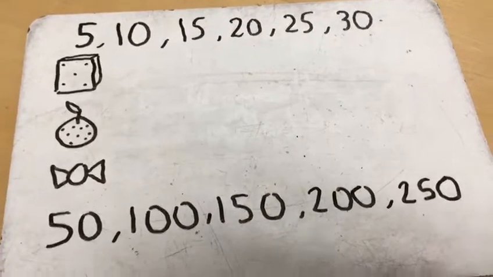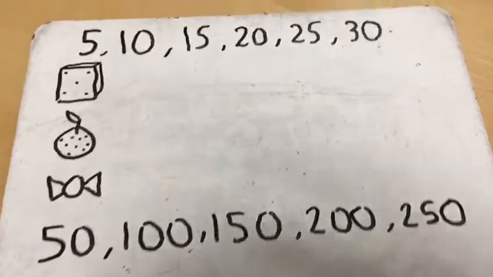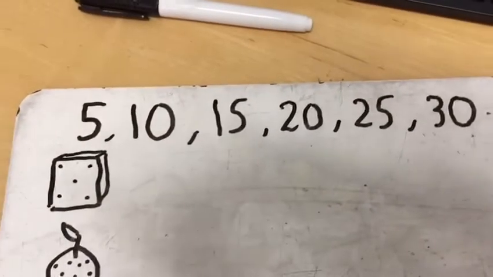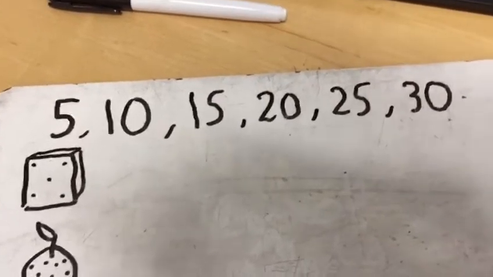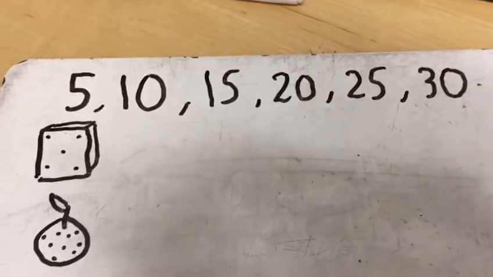Now, if you can't count up in lots of 50s, don't worry about it. I'll teach you an easy way right now. Let's practice counting up in 5s first. 5, 10, 15, 20, 25, 30.